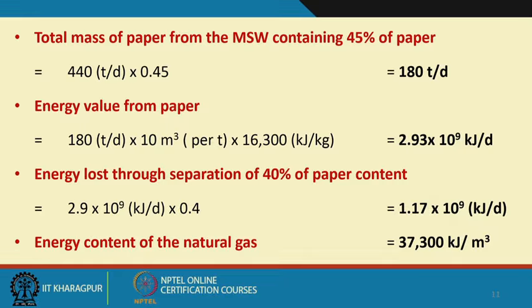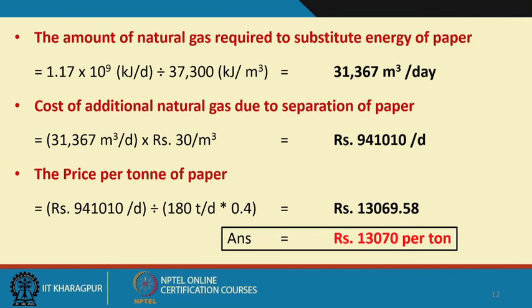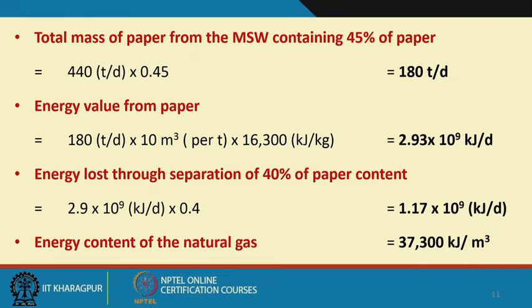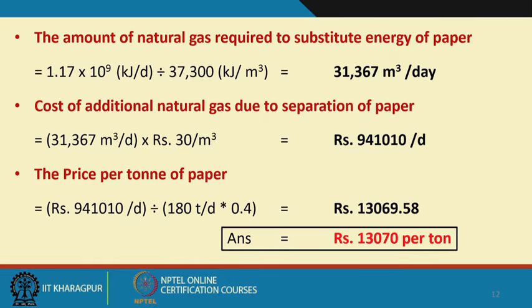And the energy content of the natural gas from that equation will be used to calculate the total amount of natural gas required to substitute the energy of the paper. So, the energy of the paper lost is 1.17 into 10 to the power of 9 divided by the energy content of the natural gas, which is equivalent to 31,367 meter cube per day.